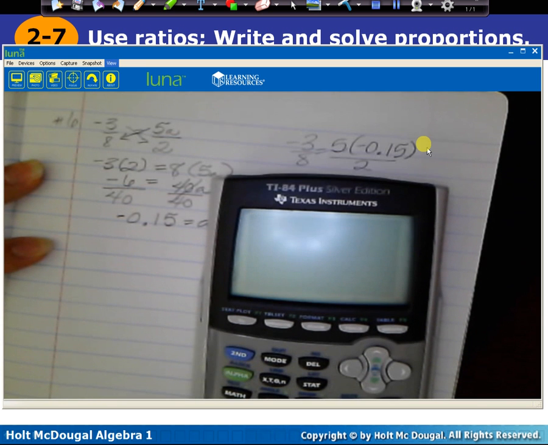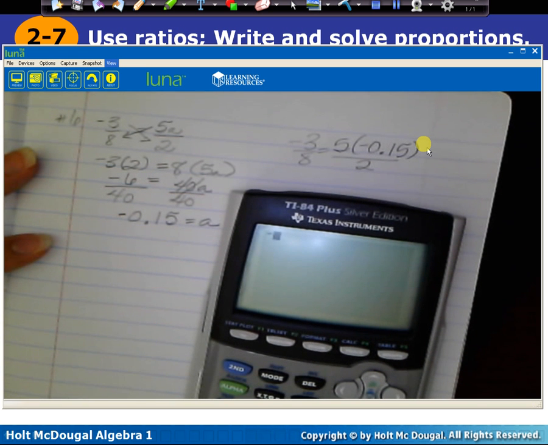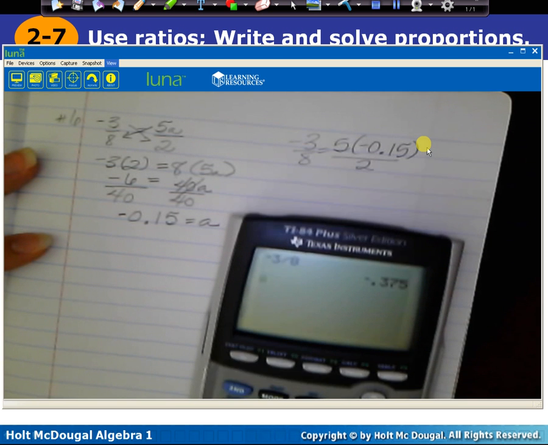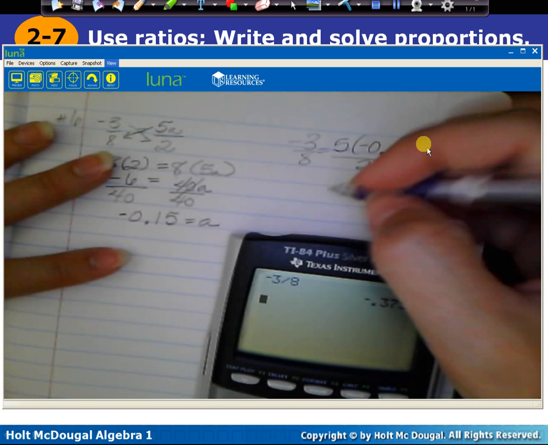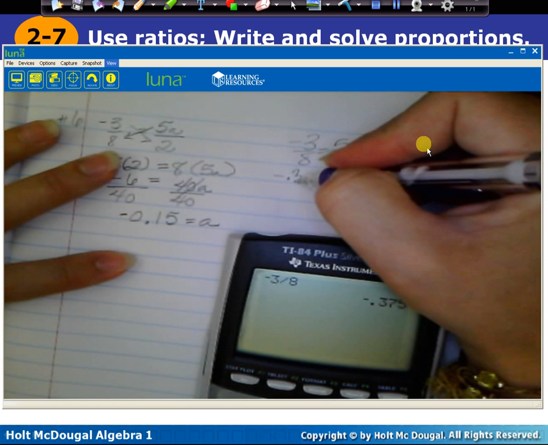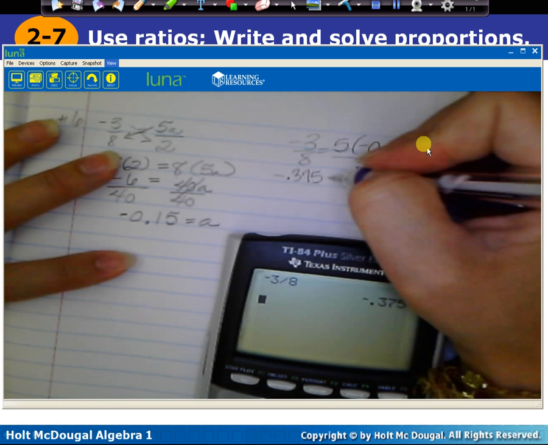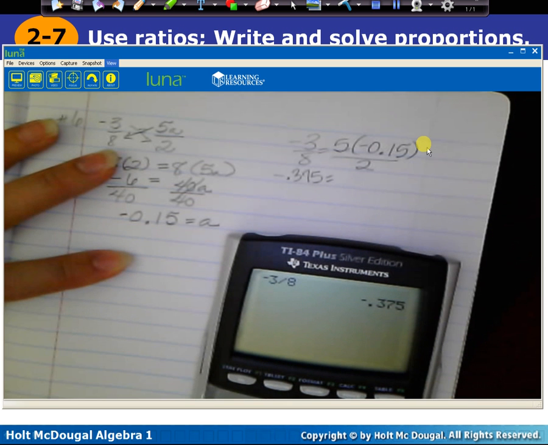So let's look at this if we were to divide it out. Let's say negative 3 divided by 8 and hit enter. That's going to give us negative 0.375. Let's bring down our equal sign. And let's do the same thing on the other side.